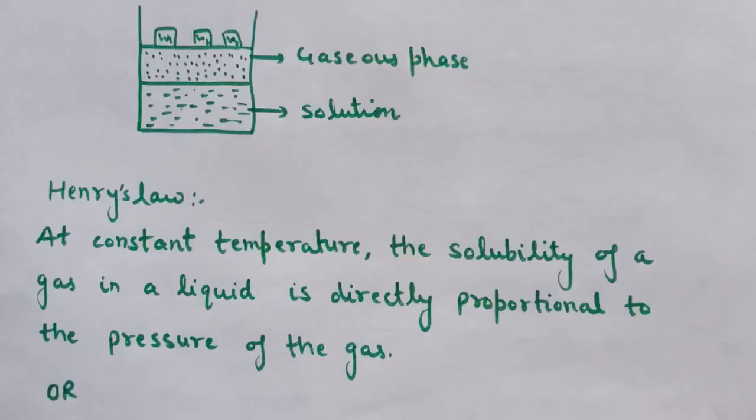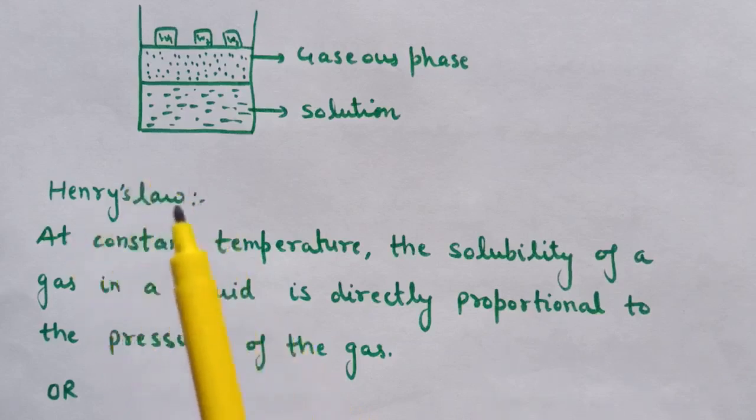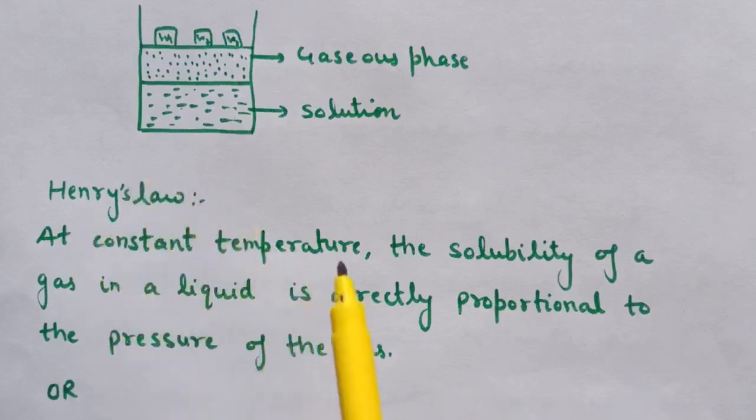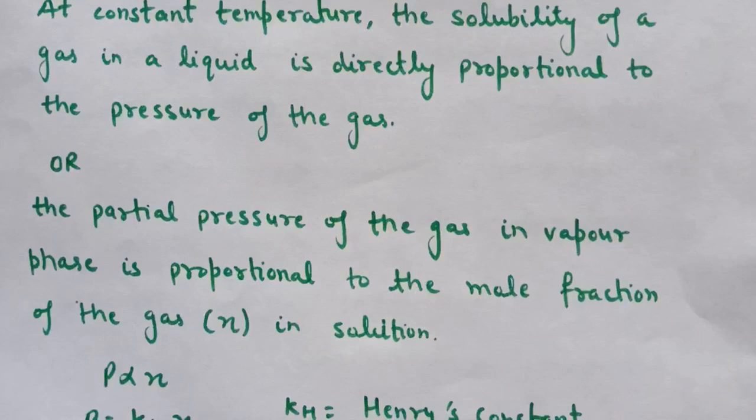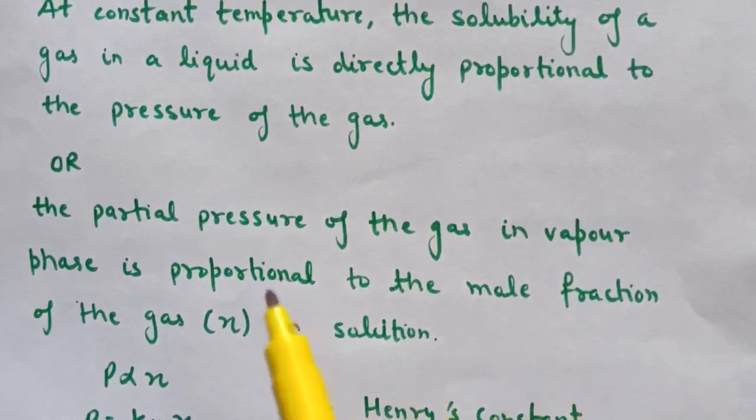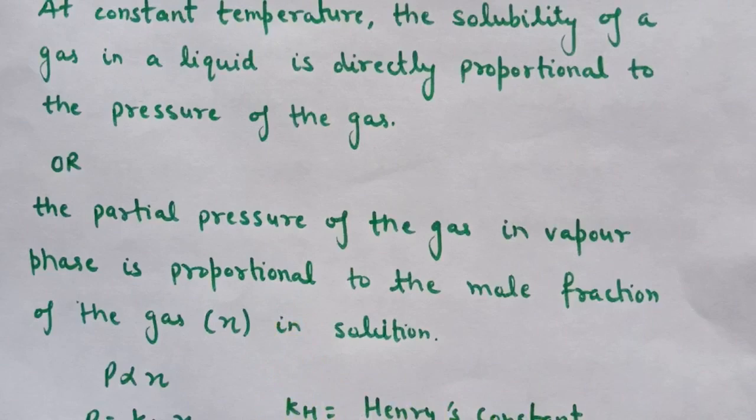Henry was the first to give the quantitative relation between the pressure and the solubility of a gas in a solvent, which is known as Henry's law. According to Henry's law, at constant temperature, the solubility of a gas in liquid is directly proportional to the pressure of the gas. And if we use the mole fraction of a gas in the solution as a measure of its solubility, then it can be said that the mole fraction of a gas in the solution is proportional to the partial pressure of the gas over the solution.